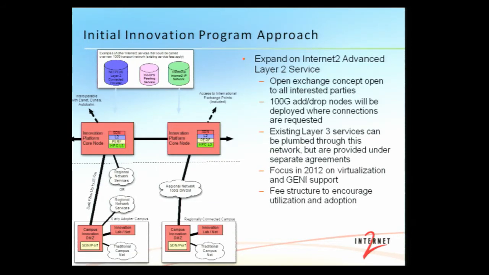So going back to those campuses and how we're taking that approach. On the backbone we've got these innovation platform core nodes, and then we're trying to get the campuses to define their own SDN story, their own DMZ, and put their traditional campus network behind that as well. This just shows how we're doing that. We're also allowing people to plumb their layer 3 services through this network under separate agreements. And as we go forward in 2013, we're focusing more on virtualization and GENI support.